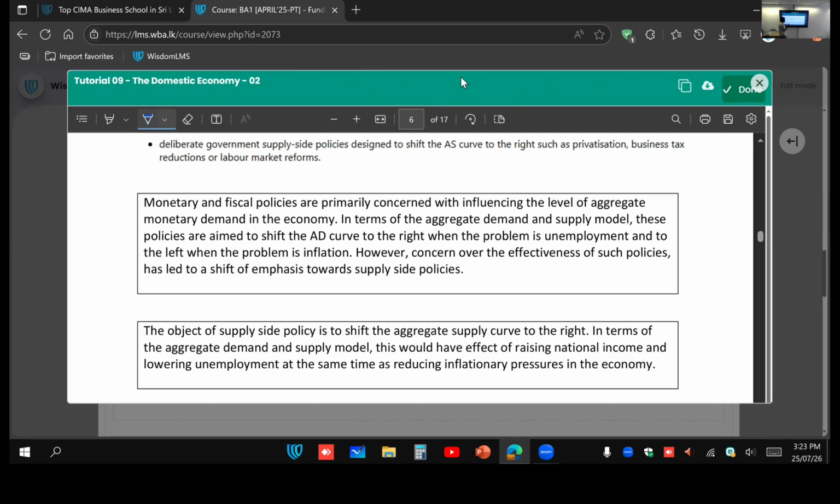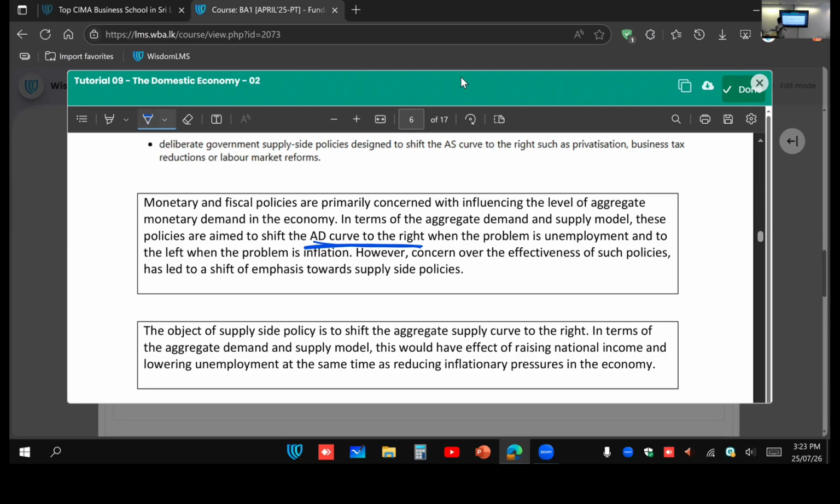Now you understood that shifting the aggregate demand to the right is what we should do to boom the economy, right? So monetary and fiscal policies also play a crucial role in that. They also help to move the aggregate demand to the right. We'll explain in the next chapter. Right when the problem is unemployment, and to the left when the problem is inflation. So when these twin problems, unemployment and inflation, are there, monetary policy and fiscal policy also play a role in managing it.